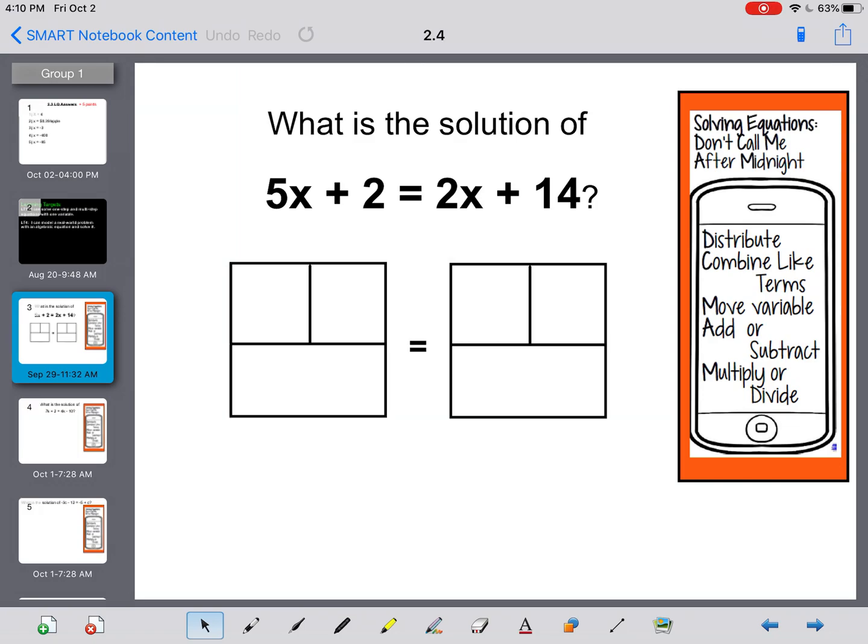Okay, we're going to start with this one. This is what I mean by one variable on two sides, both sides. We have an x on this side and we have an x on this side.